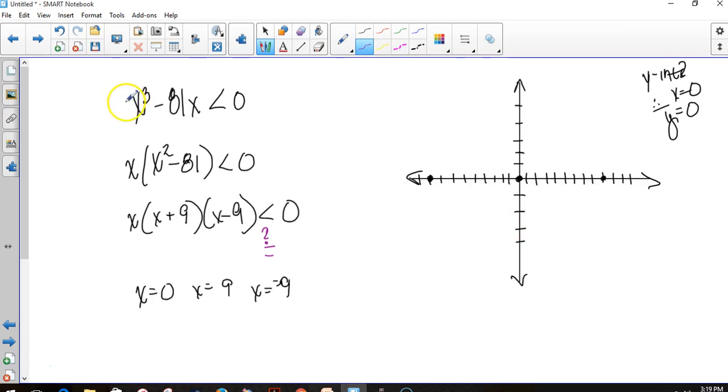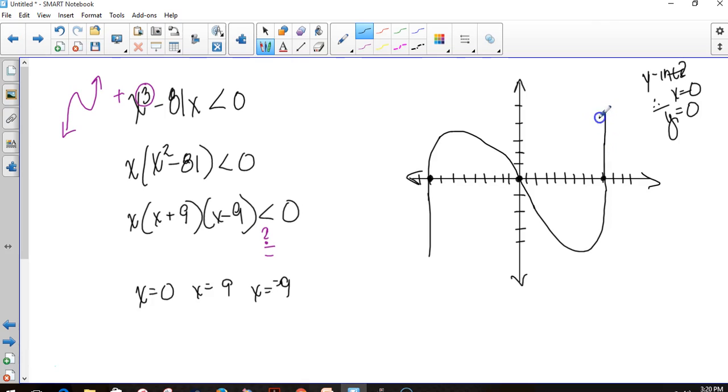Using our leading coefficient, we know that since this is positive, it's going to be heading up from left to right. And we know that the end behavior, because it's an odd degree, is going to be split. So I have to be coming up, going through the negative 9, turning around somewhere, going through the origin, and then turning around somewhere in here again and heading back up. And so my graph looks roughly like this.